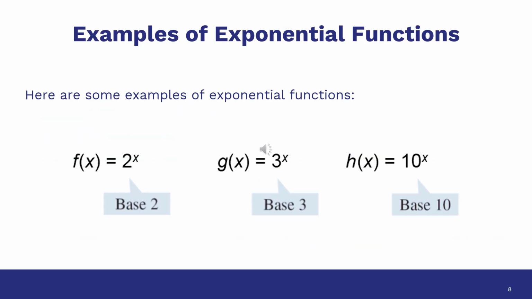Here are some simple examples of exponential functions. When f(x) = 2^x, we call 2 the base. It represents doubling behavior. For g(x) = 3^x, the base 3 means the function triples each time x increases by 1, and h(x) = 10^x uses base 10, which connects directly to our decimal system and scientific notation. Each base changes how quickly the function grows, but all share the same structure, a^x, and pass through the point (0, 1).